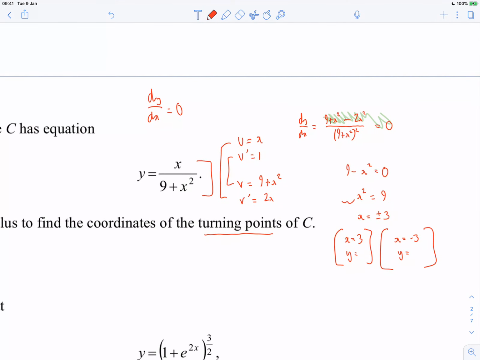So what happens? If x is positive 3, I've got 3 over 9 plus 3 squared, which is 9. 3 over 18, I believe, is 1/6. And when x is minus 3, then I have minus 3 over 9 plus minus 3 squared, which is positive 9 again. So I believe that's negative 1/6. So my answers are there.